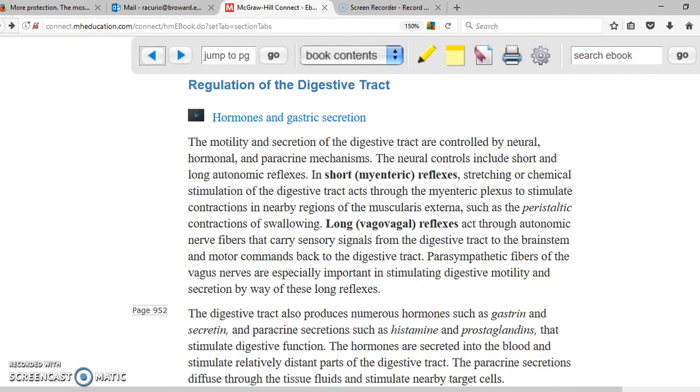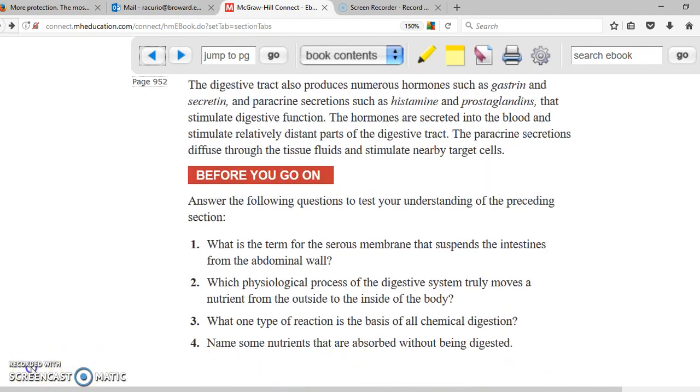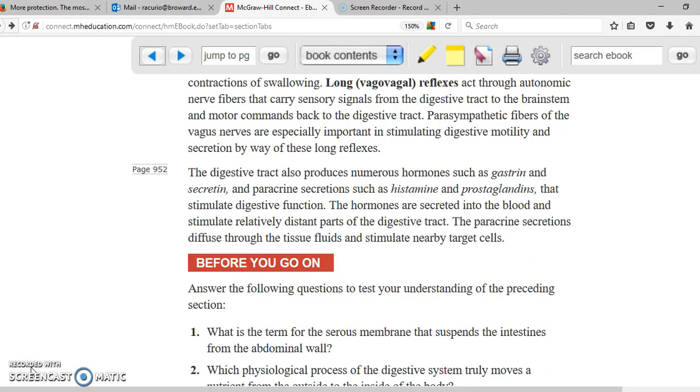Regulation of the digestive tract. This is done with nerves, enteric nerves and vagal nerves, and these ones are going to produce reflexes that will allow you to move your intestines, in the case of, for example, peristalsis. And that's it for this chapter, or I should say the topic in this chapter.